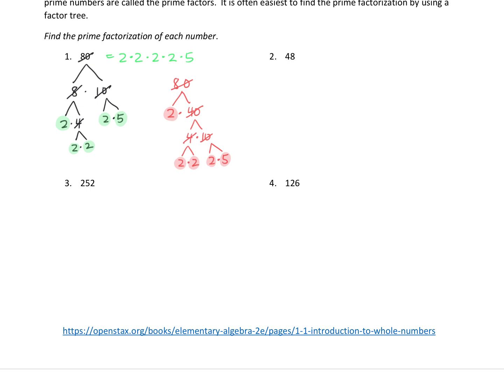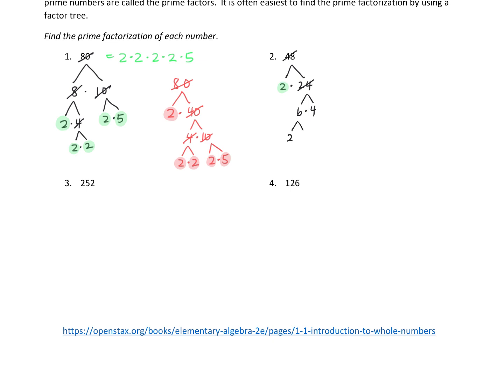So for number 2, we're doing the prime factorization of 48. So we're going to do the factor tree. So 48 is 2 times 24. 2 is prime, so that one's done. 24 could be 6 and 4, so I used 24.